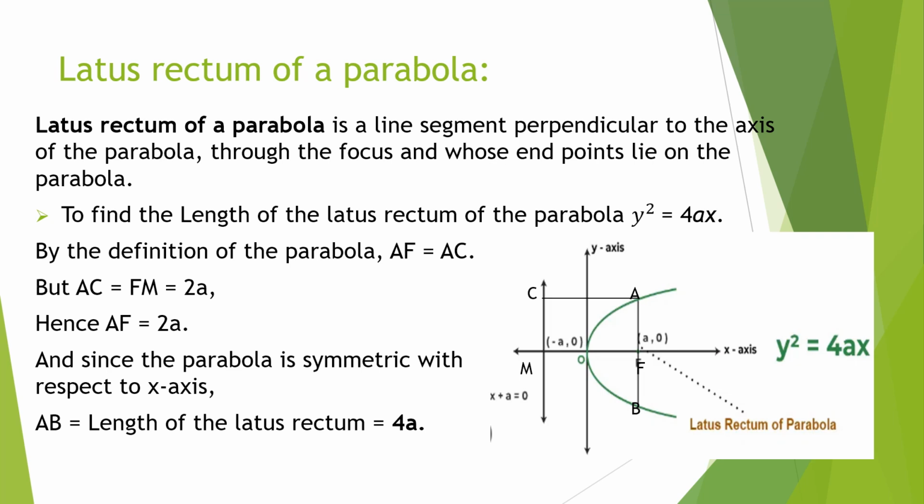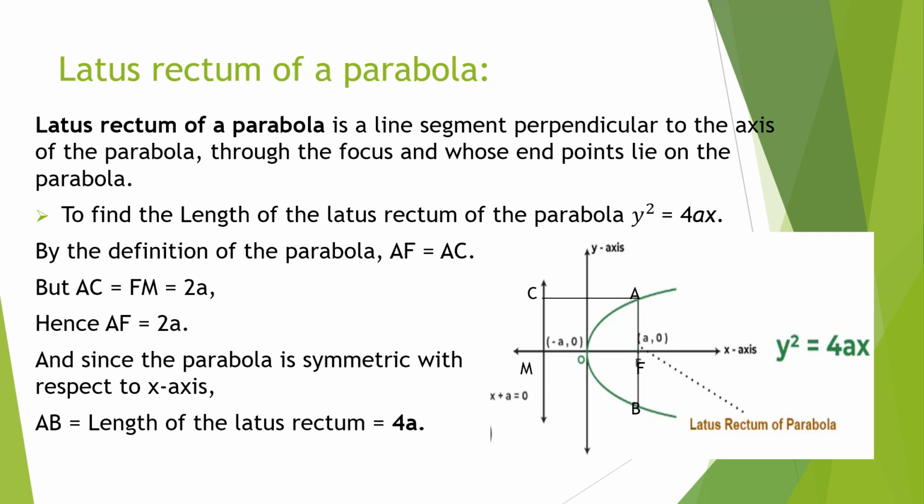Now we know that by definition, any point on the parabola will be equidistant from the fixed point, the focus, and from the line L. That means AF and AC: that point will be equidistant from the focus and from the line L. So AF will be equal to AC. This is by definition of the parabola.